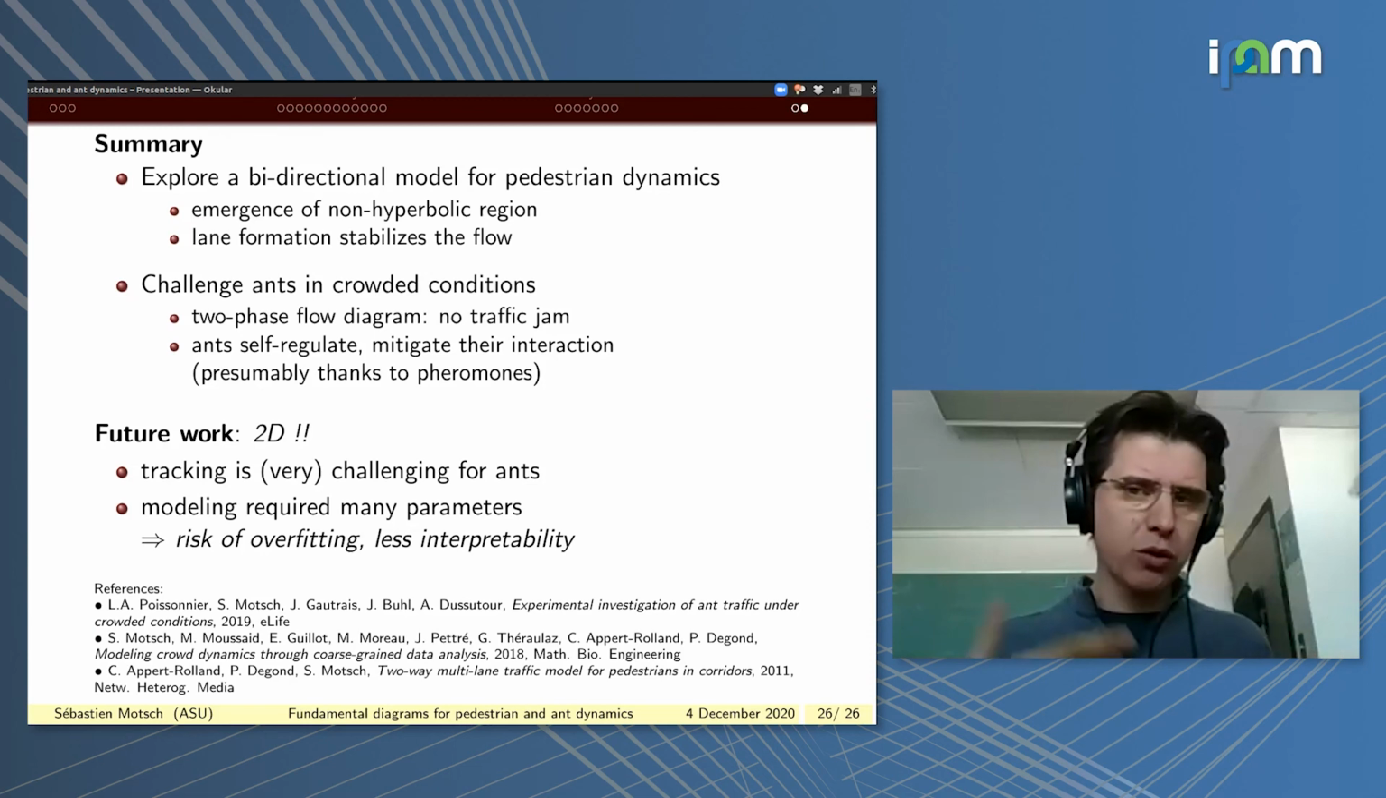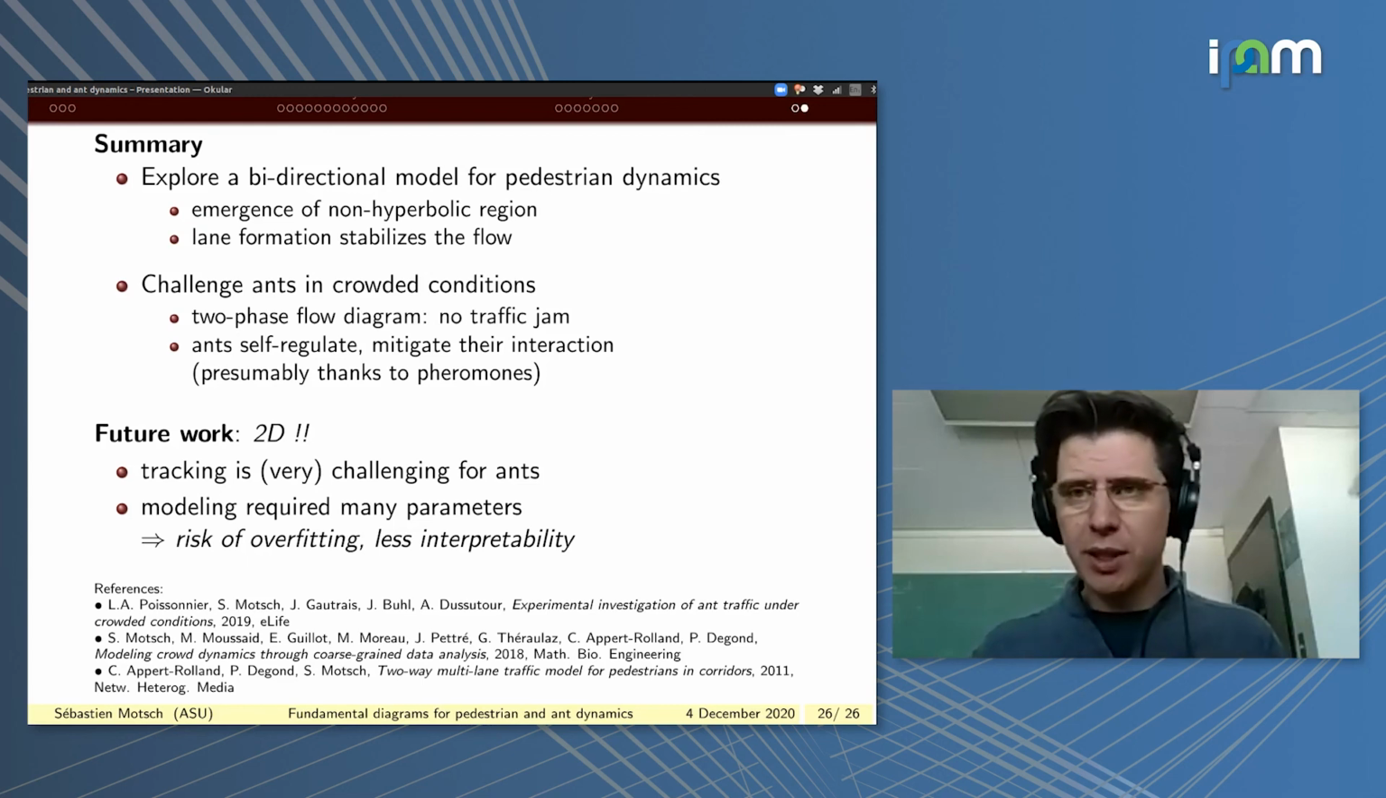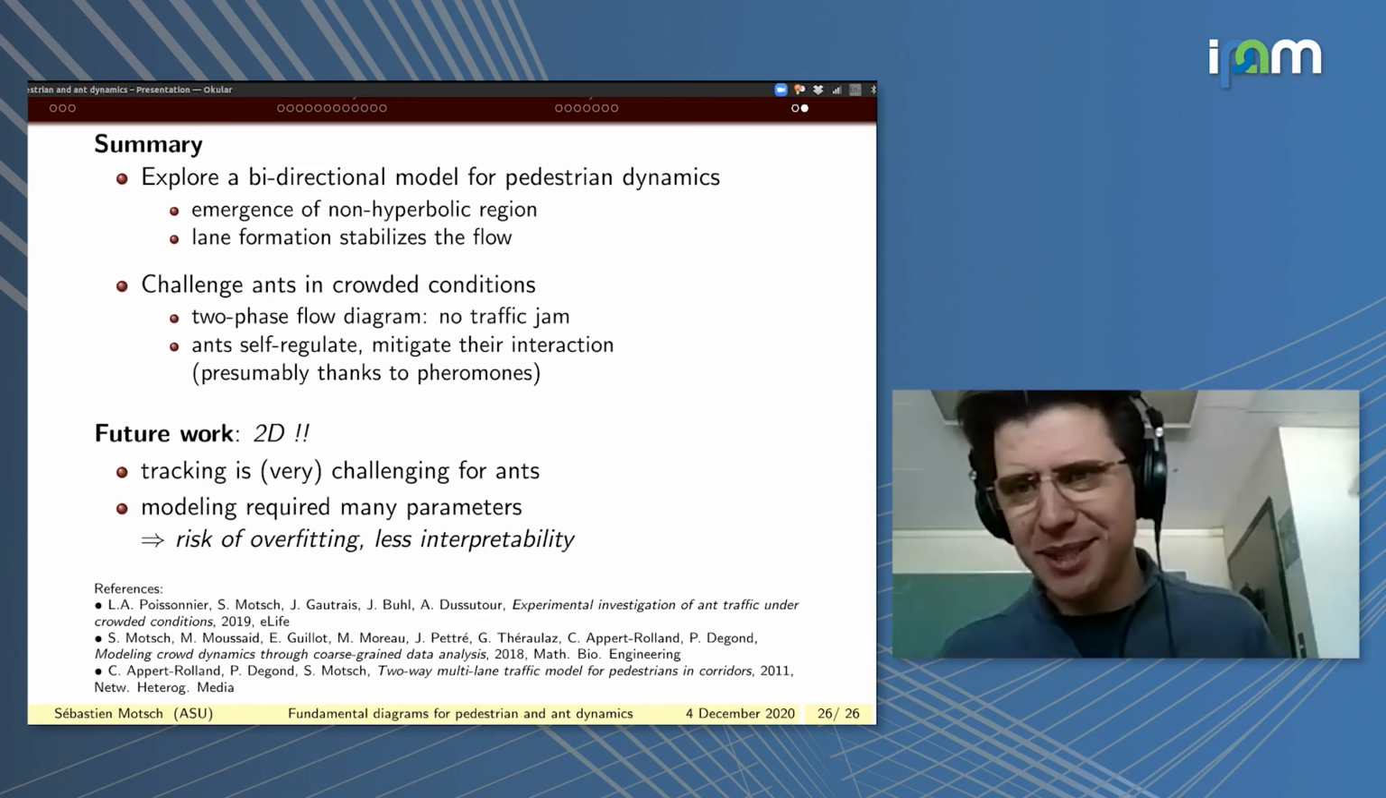But nonetheless, if you want to go further, a 2D framework will be very cool. With this, I'll stop there. It's 40, so I think my time is up.